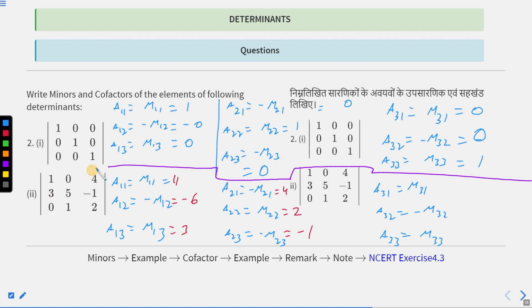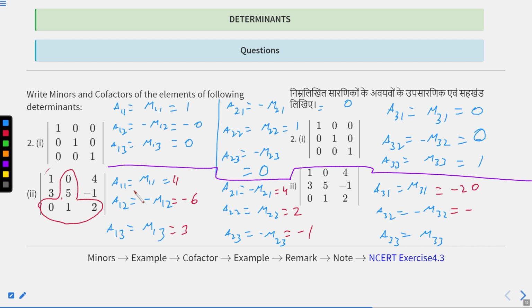Okay. Now A31 means this. Eliminate third row and first column. Find the determinant. This determinant will be -20. This will be minus of 20. Okay. Now what? Eliminate third row, second column.